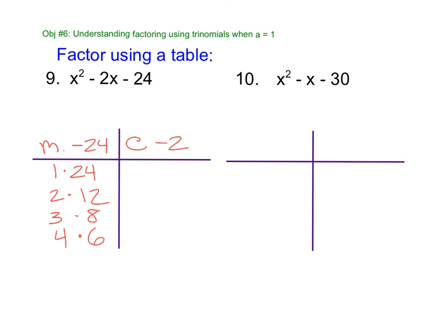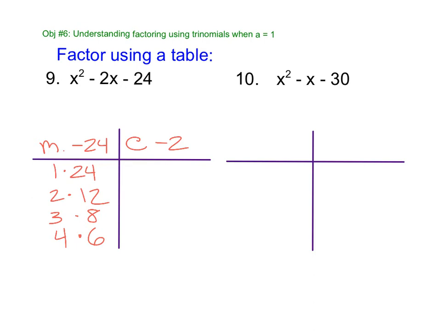But do these actually multiply to negative 24? They do not. So what do we need? We need one of our numbers to be negative. Now here's the question. Should we make the smaller number negative or the bigger? If we're combining to a negative, that means the bigger number is negative.